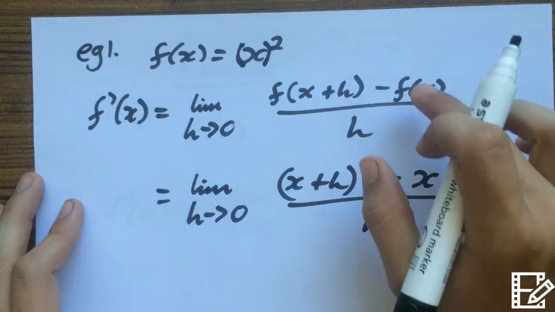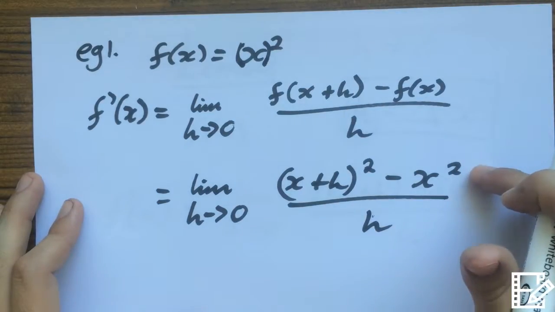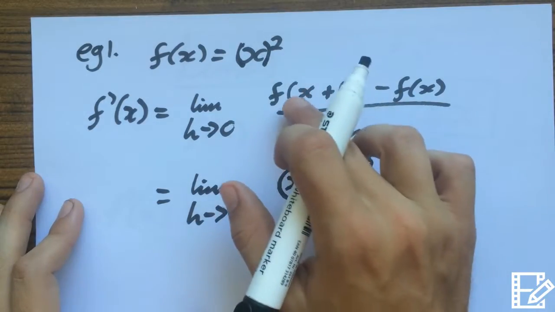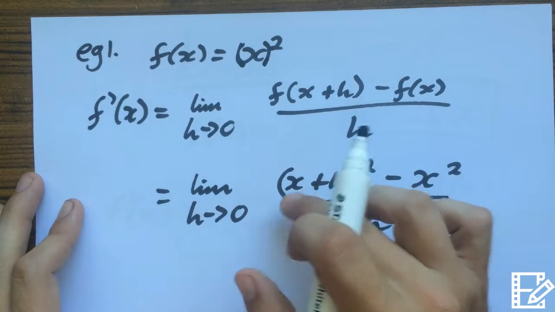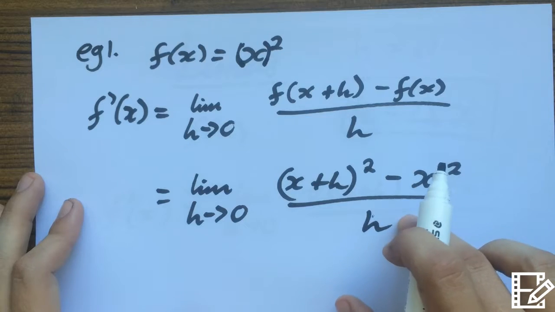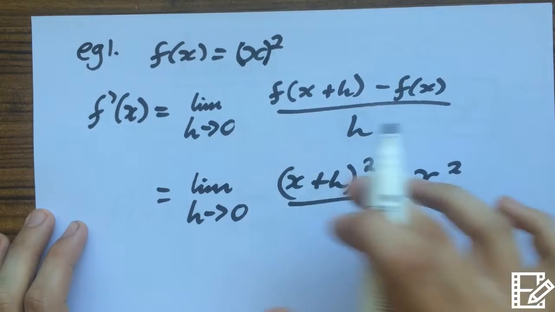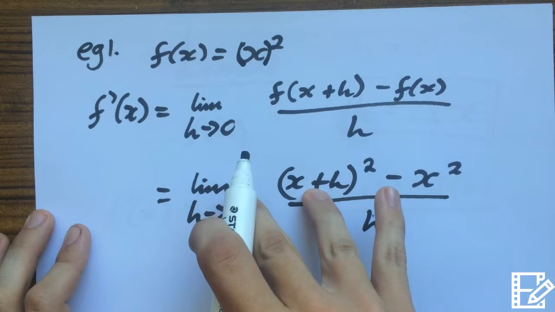And then you minus it by the original function. The original function is just x squared, so you just write x squared. This is the only different part, where you replace the x with x plus h, and then you divide that all by h. Now the simplifying part. We're going to expand these brackets.